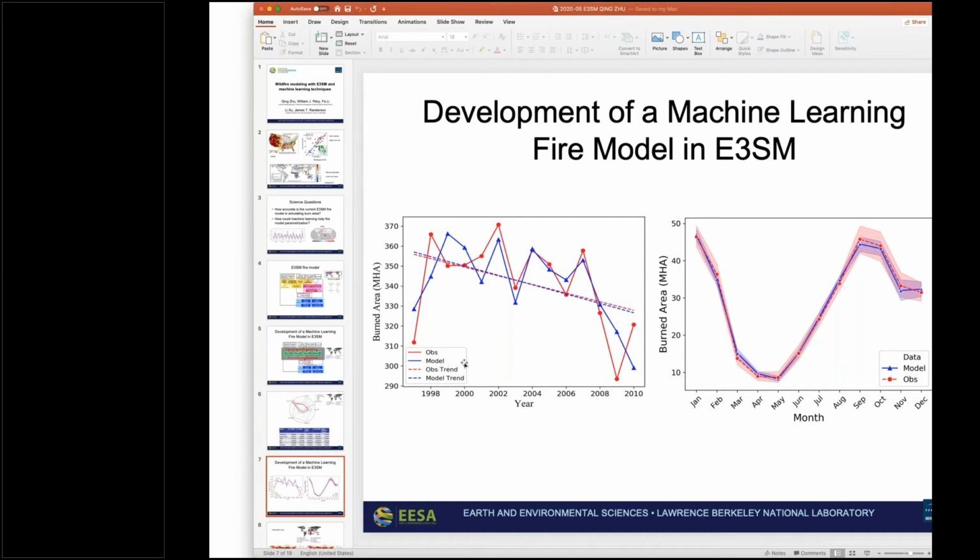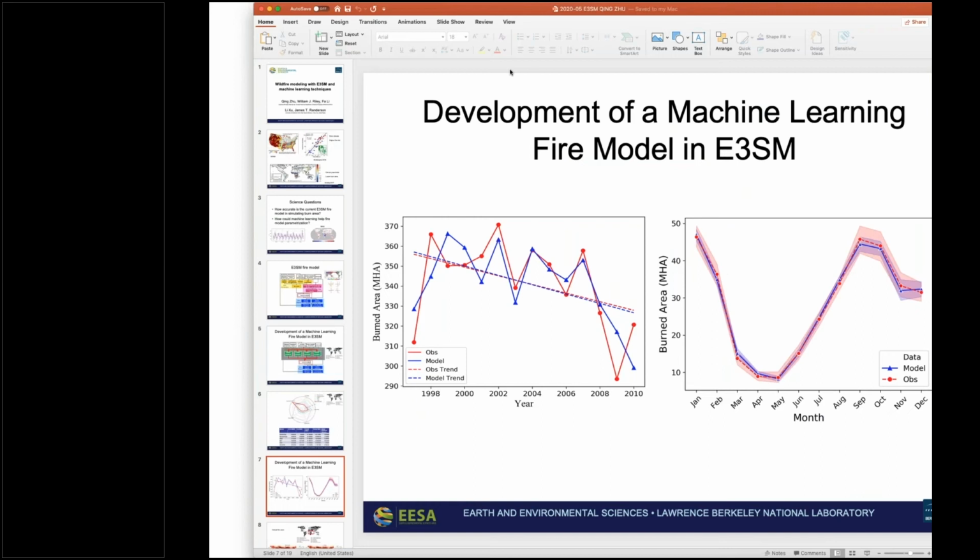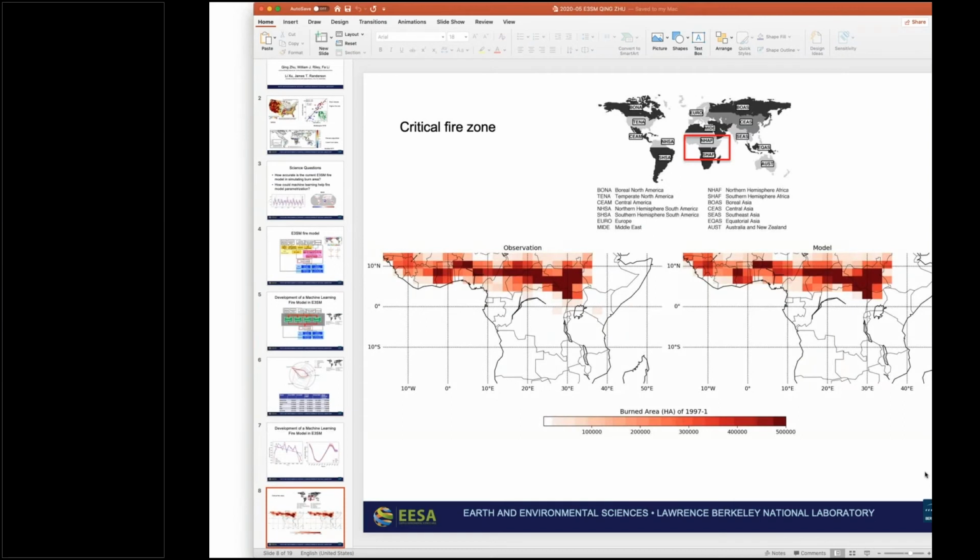And then here are some results summarized at global scale. On the left, we have different time series of this burn area. The observation, the red, and the E3SM or the machine learning model simulation, the blue line. Both show a quite strong declining trend, which is consistent with what we have discussed before here at global scale. The Angular 2017 paper also highlights a strong decline of the fire activity. And in terms of seasonal dynamics from January to December, here we also see pretty good agreement between observed and simulated burn area. And the shaded area is just the variation across different years for a particular month.